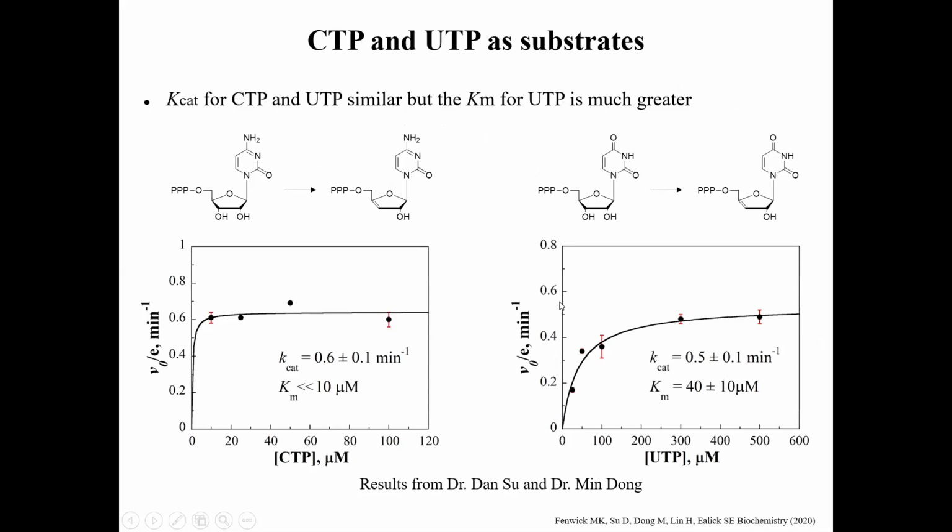In our own work with mouse Viperin, we showed that CTP can be converted to ddhCTP, and that UTP can be converted into ddhUTP. Interestingly, our kinetic studies performed by Drs. Dan Su and Min Dong showed that the kcat values for CTP and UTP are very similar, whereas the Km for UTP is significantly larger than that for CTP.